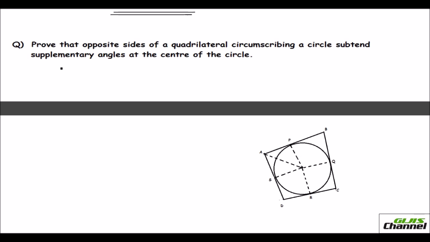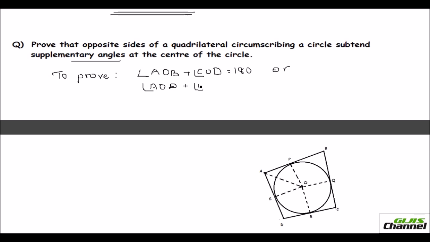Here they ask you to prove that opposite sides of the quadrilateral circumscribing a circle subtend supplementary angles at the center. Let me name the center O. We have to prove that angle AOB plus angle COD is 180 degrees, or you can say angle AOD plus angle BOC is equal to 180 degrees. If you prove one of them, that will do.